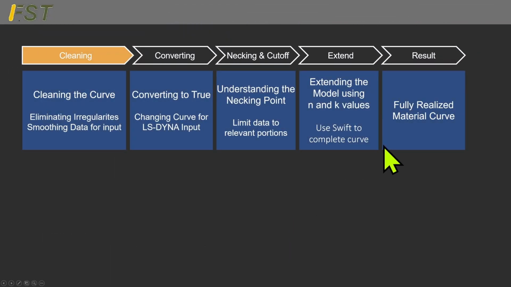So, for what we'll be going over, it'll be this process with each of these steps that'll follow us, where we're going to go over cleaning first, talking about cleaning the curve, eliminating irregularities, smoothing data for inputs. Then we'll go over converting, so converting from our engineering stress and strain curves to our true strain and stress curves. This is really changing the curve for LS-DYNA input. We'll go over necking and cutoff, so understanding what the necking point is and how we can limit the data to the most relevant portions. We'll focus on extending, so extending the model using N and K values using the Swift formula to complete our curves. And we'll go over our result, our fully realized material curve.